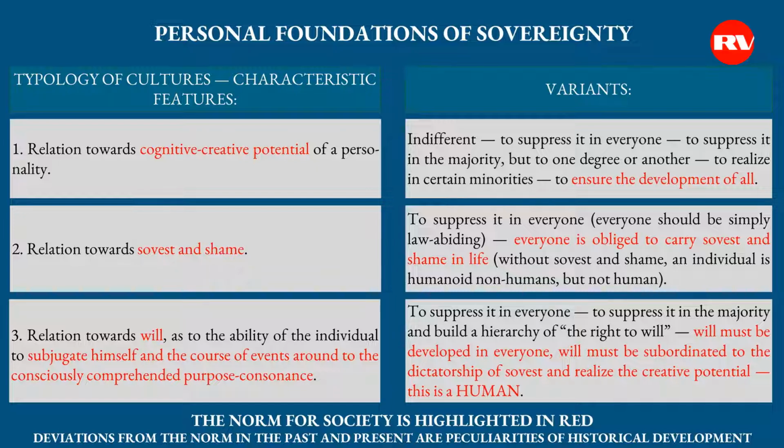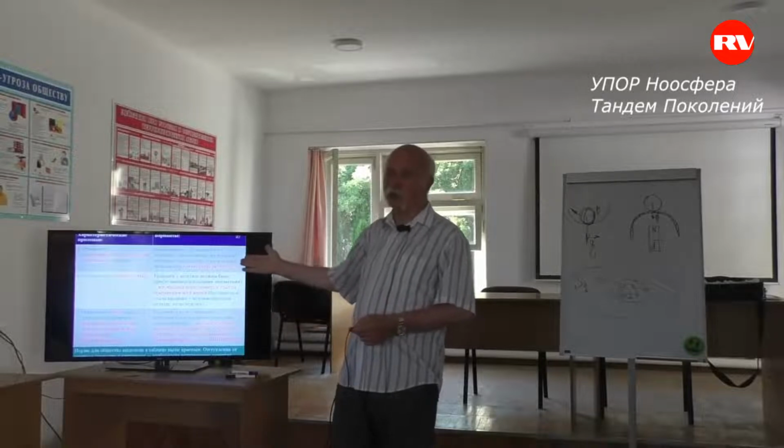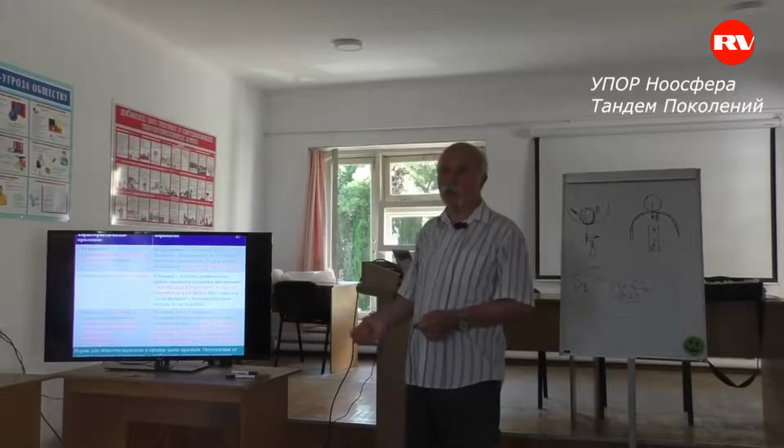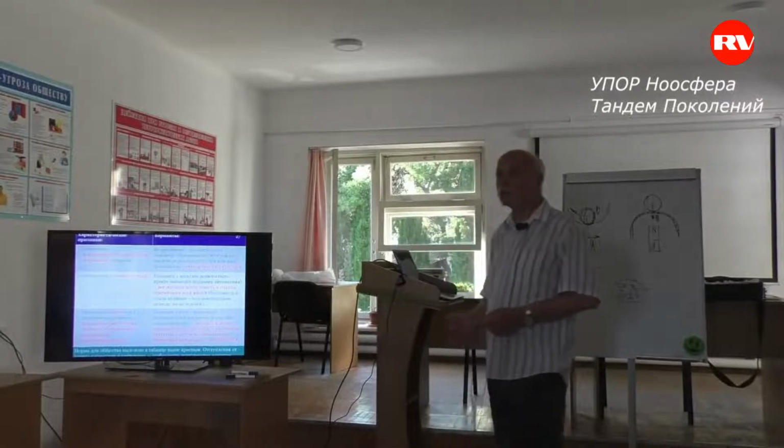Well, the norm for society is highlighted in red in the table. Deviations from the norm in the past and present are the particularities of the historical development of these or those societies. Well, and further, you see that if this is now realized, there is creativity, shame, conscience, will, then the creative potential reveals the whole set of objective laws to which the life of people is subordinate. And it does it in general in all cultures. And since these are the same objective laws, and all governance must be subordinated to shame and conscience, then there can be no conflicts, intrasocial, interpersonal, at least in a more or less adult society, interethnic. This is a different quality of life or civilization.